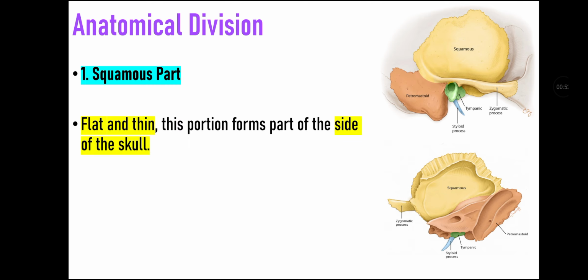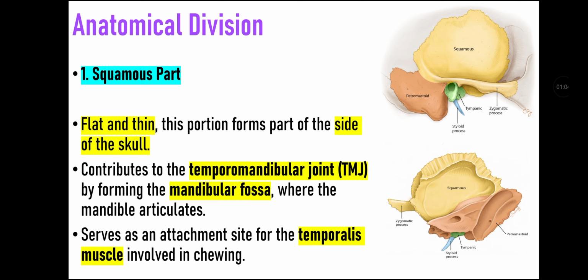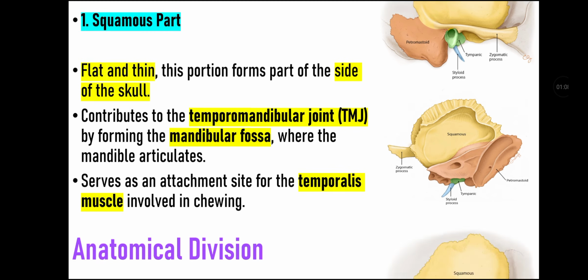First we have is squamous part of temporal bone. It is flat and thin. This portion forms a part of side of the skull. It contributes to the temporomandibular joint by forming the mandibular fossa where the mandible articulates. It serves as an attachment site for temporalis muscle involved in chewing.